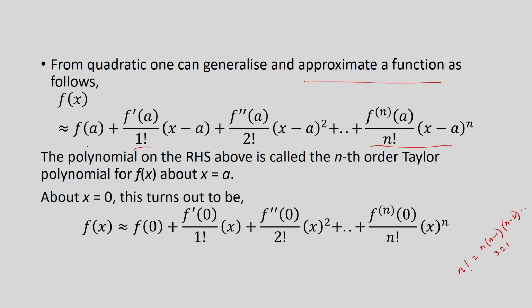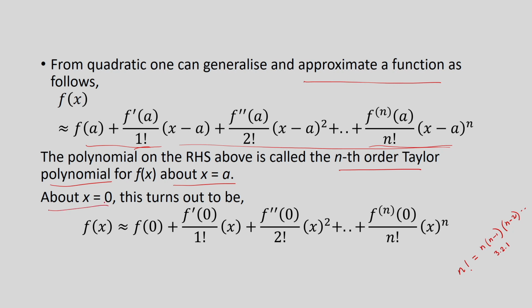Now, this term on the right hand side will obviously be a polynomial of degree n, because the power of x is n. The polynomial on the right hand side above is called the nth order Taylor polynomial for f(x) about x is equal to a. Obviously, we are taking the approximation around a particular point, that point is x is equal to a.